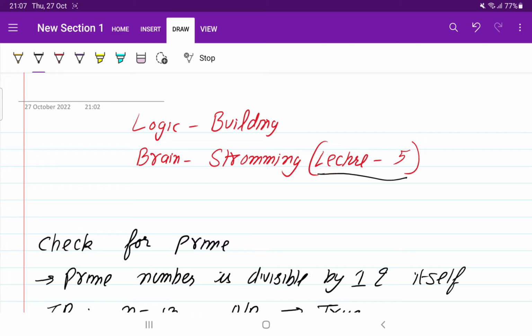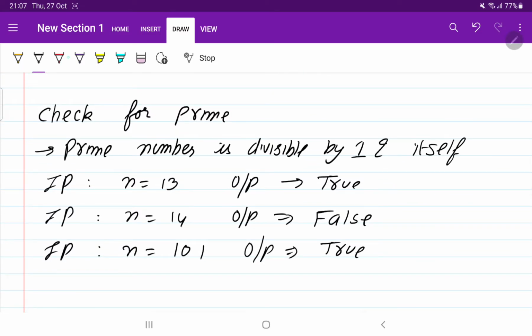The main purpose of this session is to develop the thinking ability, how we are going to think for a problem, not how to write the code, because coding we are going to learn in the later lectures. But here I will write the code. If you understand the code, it's okay, but the main purpose of these sessions is that we should be aware about the logics. So we are going to start our session with the question, check for the prime number.